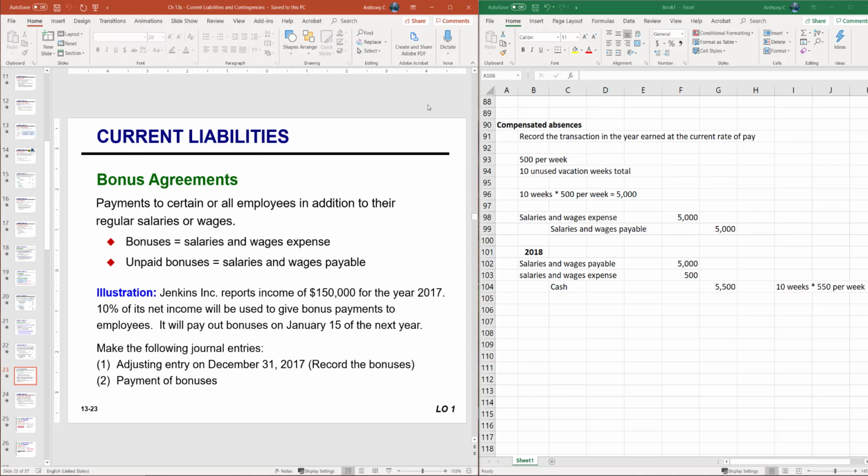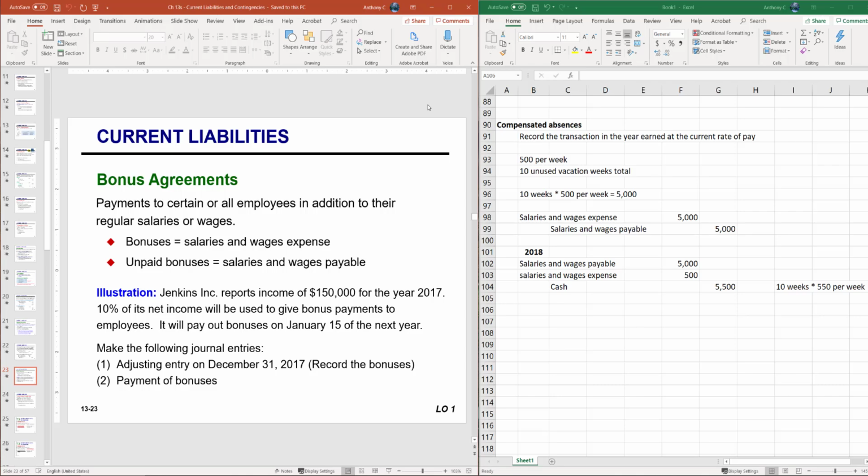The way we account for bonuses is pretty much the same thing as regular salaries and wages. So any bonus that we're going to give will debit salaries and wages expense. And if we haven't yet paid the bonus out to our employee, we'll credit salaries and wages payable. If we're paying the bonus at the same time we're recognizing the bonus, then you just credit cash.